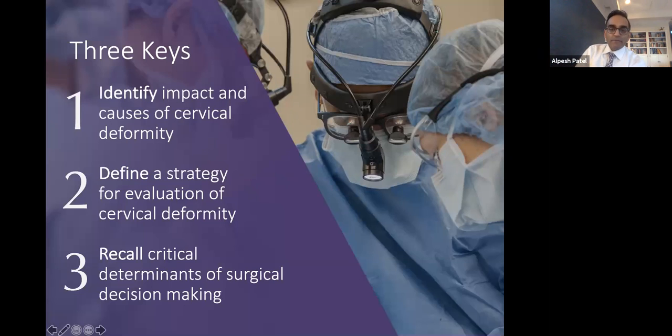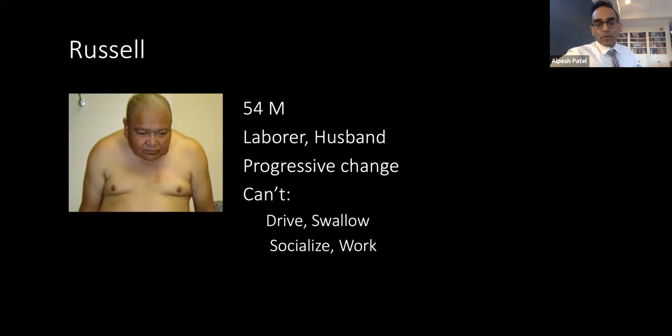I like to have three goals from any conversation we have. These are my three goals for today. First, I want to identify the impact and the different causes of cervical deformity. Second, I'd like everyone to leave being able to define the strategy for evaluation of a deformity. And third, I want you to recall the key considerations in surgical decision making. So, we'll start with a patient of mine.